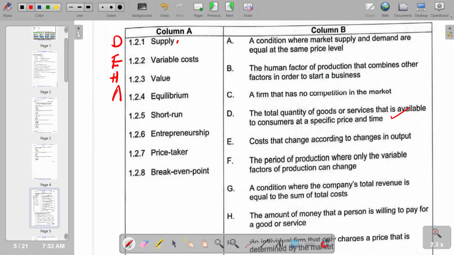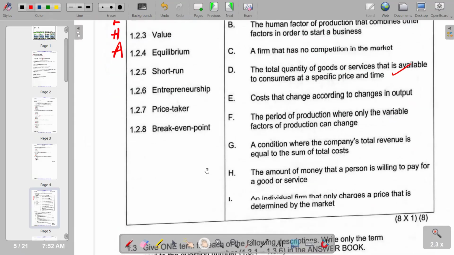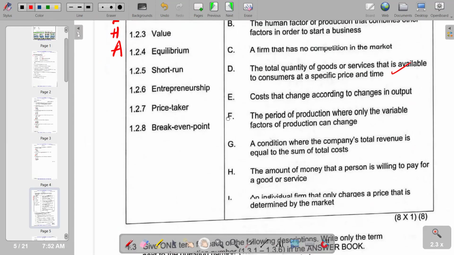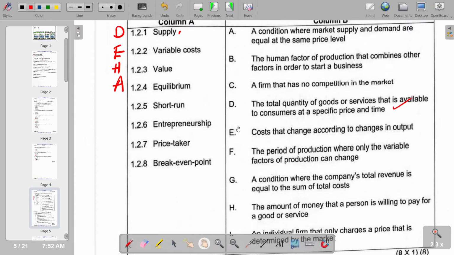So we have A. And then the short run, and we know that when I talk about the short run period, it denotes a period where at least one input is fixed. So according to that, let's see what matches that explanation. That is our short run. So let's try to see according to the responses that we have. If you go to F, the period of production where only the variable factors of production can change. So that's F, which is our correct response.